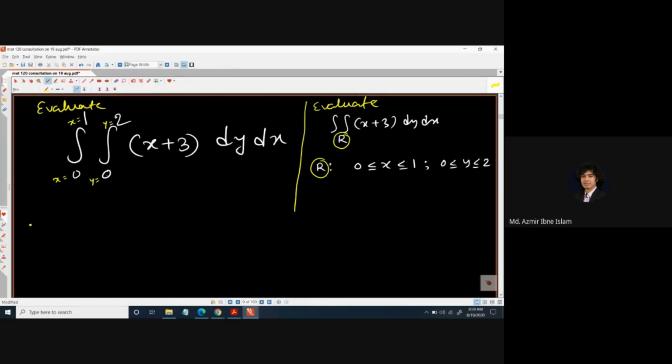So first of all, our target will be, I want to highlight that since we have constant values x equal to 0, x equal to 1, y equal to 0, y equal to 2, let's draw the figure, because sometimes in your question there will be some requirement to guess the region R. So that's why you also have to know how we can draw the region.